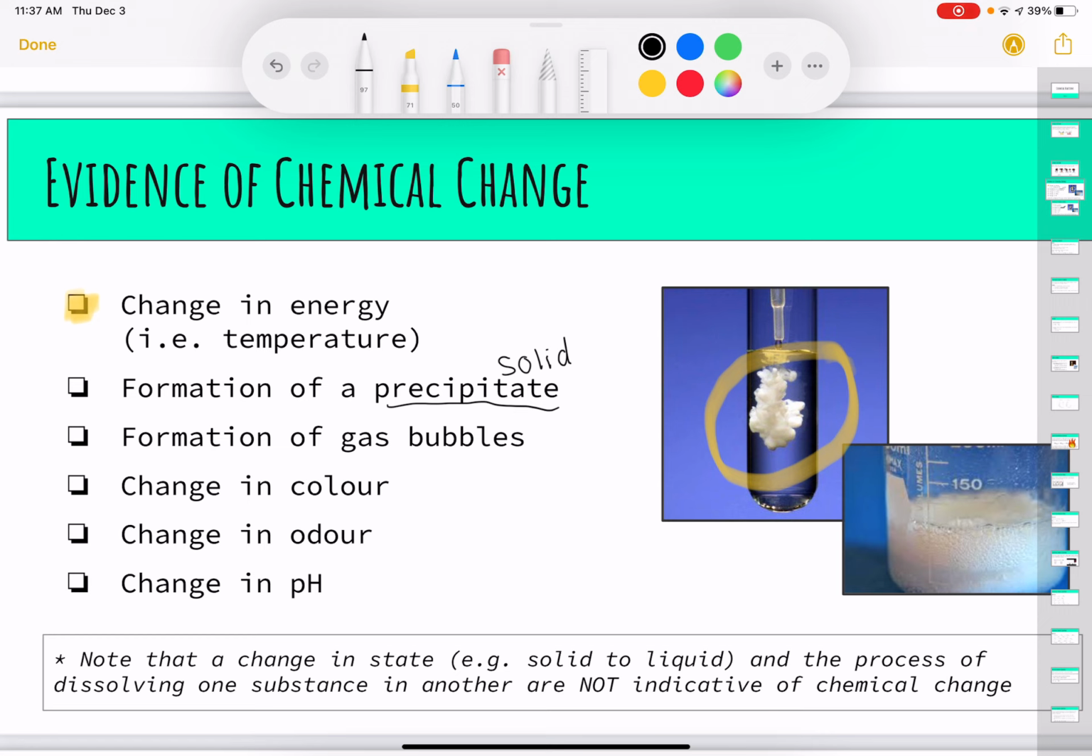The formation of gas bubbles, so you might see that in this one over here. There's bubbles in that beaker. Any sort of bubbles would be created by gas, and a lot of times CO2.